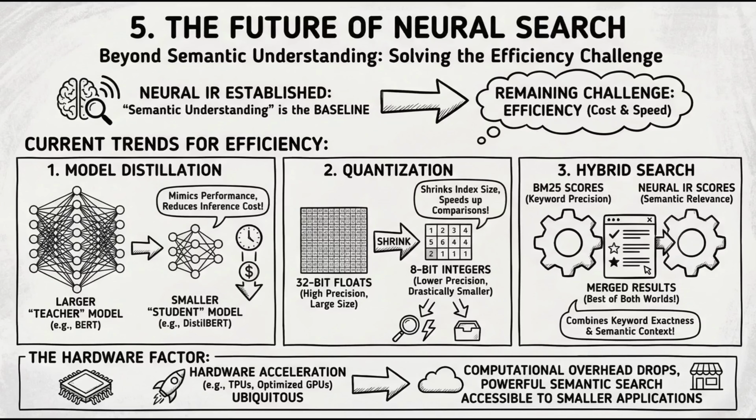Looking ahead, as hardware like TPUs and optimized GPUs become more widely available, the computational overhead of neural search will continue to fall. Ultimately, this means that even smaller scale applications will soon have access to the same sophisticated, semantic-aware search capabilities that define the cutting edge today.